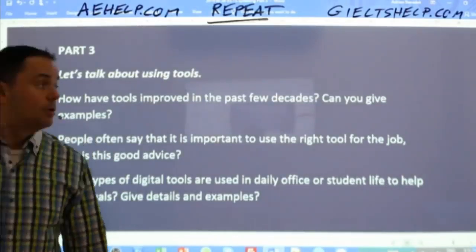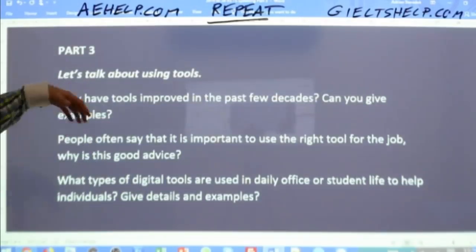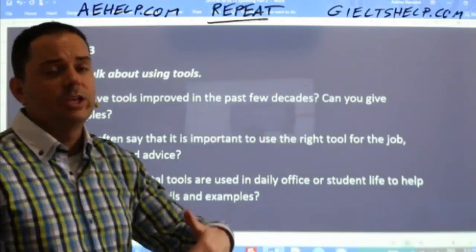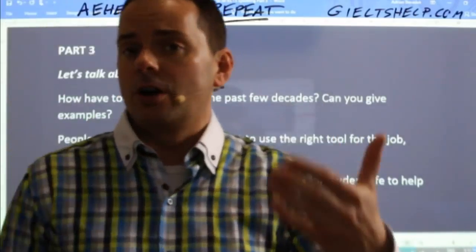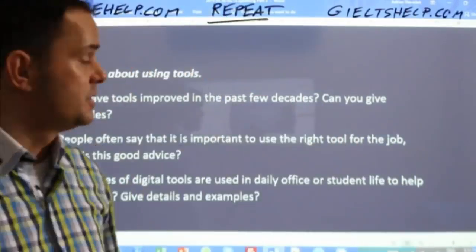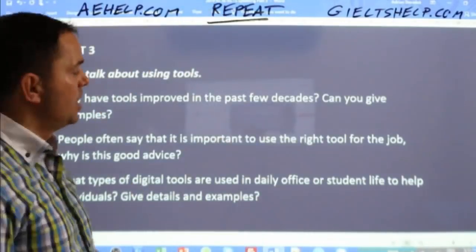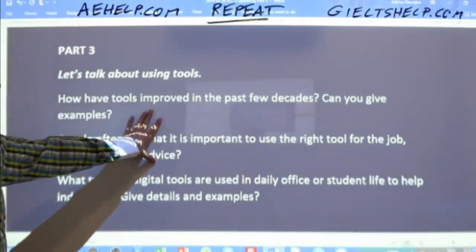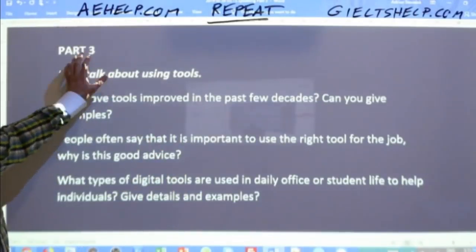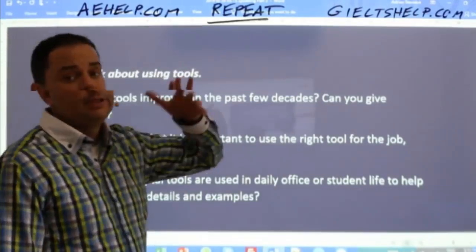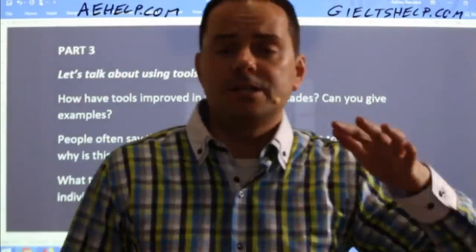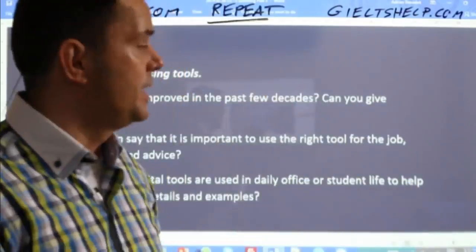Okay? So part 3, this is after you're finished your card. You will have questions. You have a card that you need to look at, 2 minutes of speaking. And then the last piece of your speaking exam is part 3. Okay? Part 3 will take 4, 5, 6 minutes, depending on the flow and how you're performing.